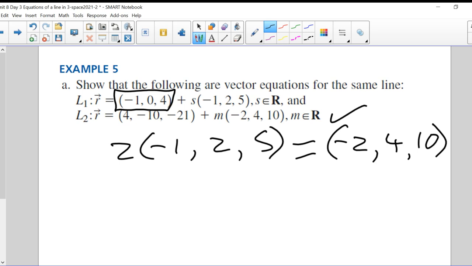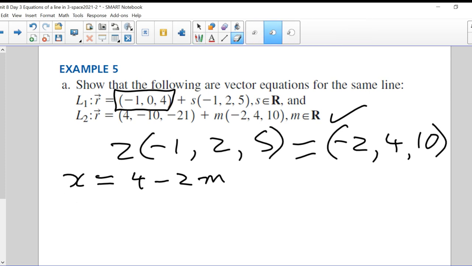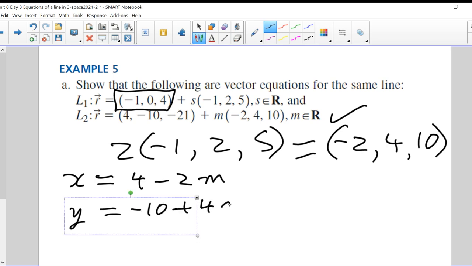Now, can anybody remind me in the 3 minutes that we have left, how can we establish whether that point, the minus 1, 0, 4, is on the line represented by the 4, minus 10, minus 21, with that m value? Put it into the parametric form. Okay, so let's put the second one in parametric form. That means that x is equal to 4 minus 2m, y is equal to minus 10 plus 4m, and z is equal to minus 21 plus 10m.